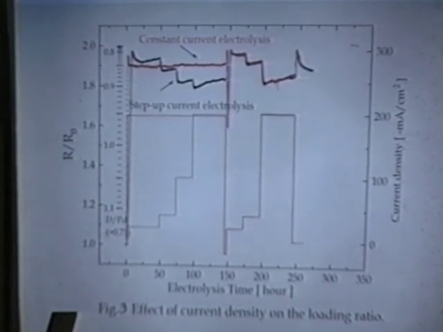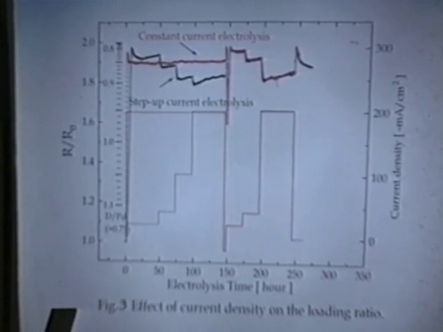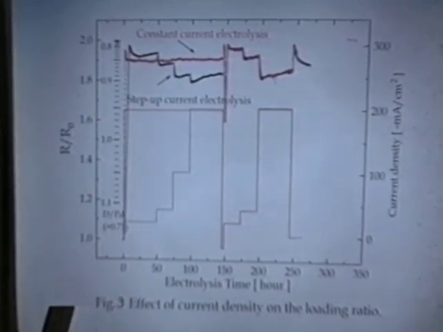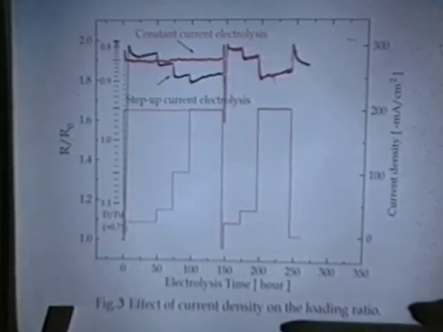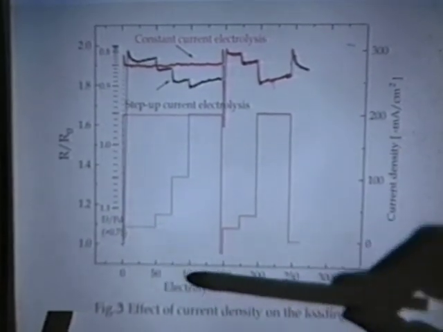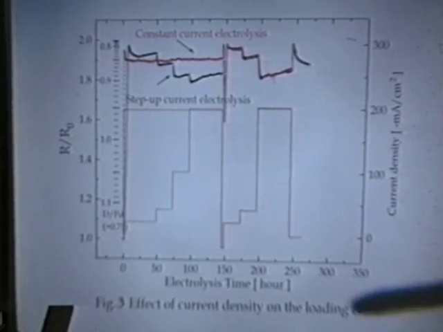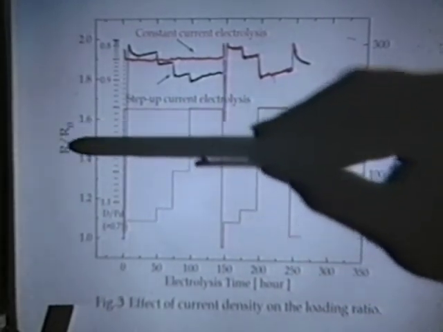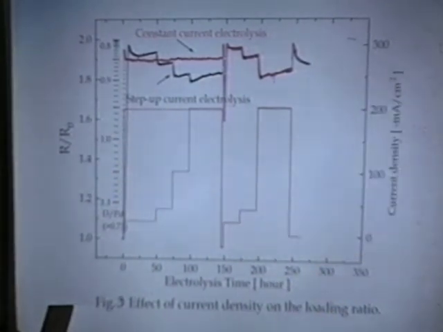Before a series of our experiments, we had to decide the electrolysis condition because we thought the current mode might affect the loading. This shows the effect of current density on the loading ratio. X-axis shows the electrolysis time. Left y-axis shows the resistivity change R over R0, and right y-axis shows current density respectively.